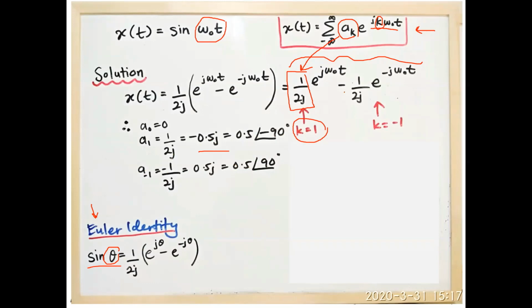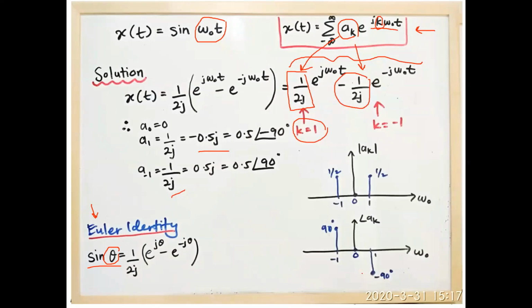Next, what is the coefficient value for A minus 1? The A minus 1 coefficient is at this point. So what is A_k? It is minus 1 over 2j. Write it out again, with j squared equal to minus 1, so we have 0.5j, equivalent to 0.5 with phase 90 degrees. Now the question asks you to plot the Fourier series coefficients for the magnitude and phase spectrum.